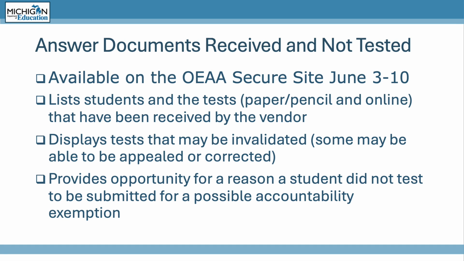The Answer Documents Received and Not Tested screen will display the list of students for whom the testing vendors have received either a paper/pencil or an online test. This is the only opportunity for schools to review this listing and to report possible issues that may be able to be resolved before assessment and accountability reporting. This list will also display tests that may be invalidated for various reasons. Some of the reasons for invalidation may be appealed or corrected to ensure a student receives a valid score. This will also be the opportunity for schools to submit a reason why a student did not test, for review by the Accountability Office for a possible exemption.